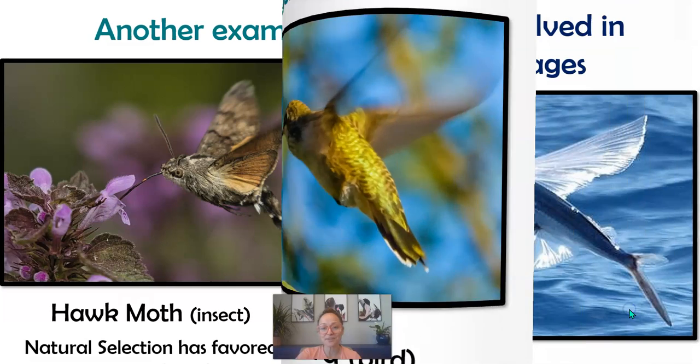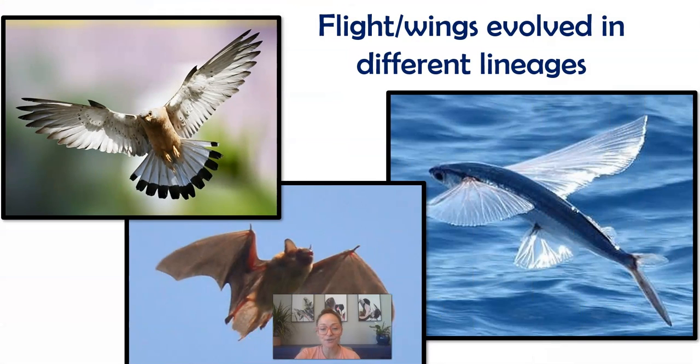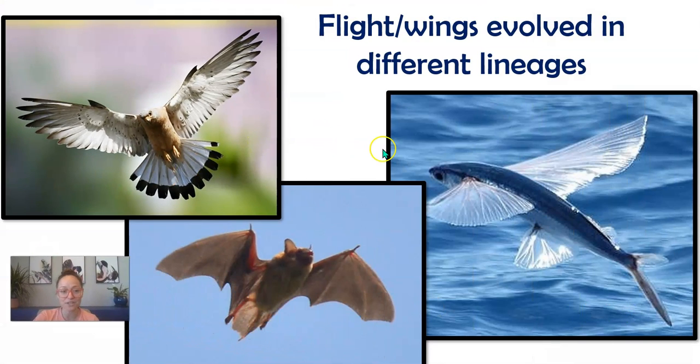Okay, so now let's go ahead and look at flight. Another example of convergent evolution: we have birds, bats are mammals, and then here we have a flying fish. If you even think about dinosaurs, some of them flew in the air, right? So wings are another example of convergent evolution that evolved independently. Like this bat and this bird do not share a common ancestor that had wings. So wings evolved independently in those two lines.